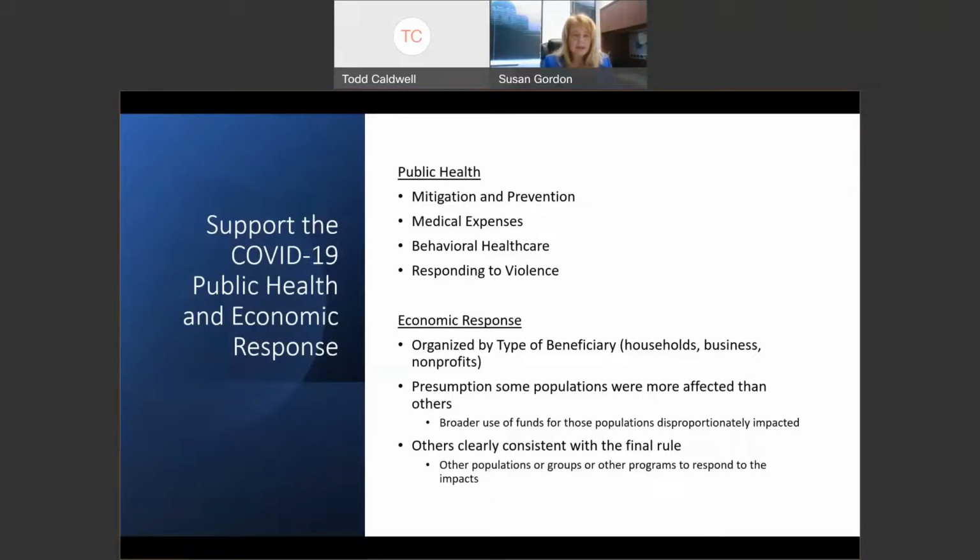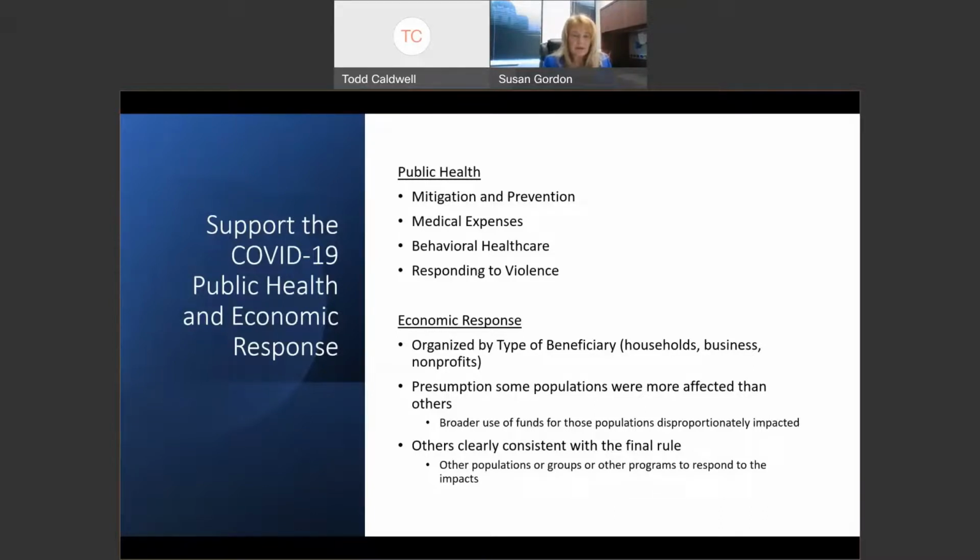Okay, so there was the category 2 of responding to the COVID-19 or its economic impacts. And the final rule has provided a lot of lists for you to make it more clear as to what they're thinking about when it comes to responding to the pandemic. For public health, they have lists involving mitigation and prevention, medical expenses, behavioral health care, and responding to violence. All of those might be things that you might want to consider as you respond to the public health emergency.